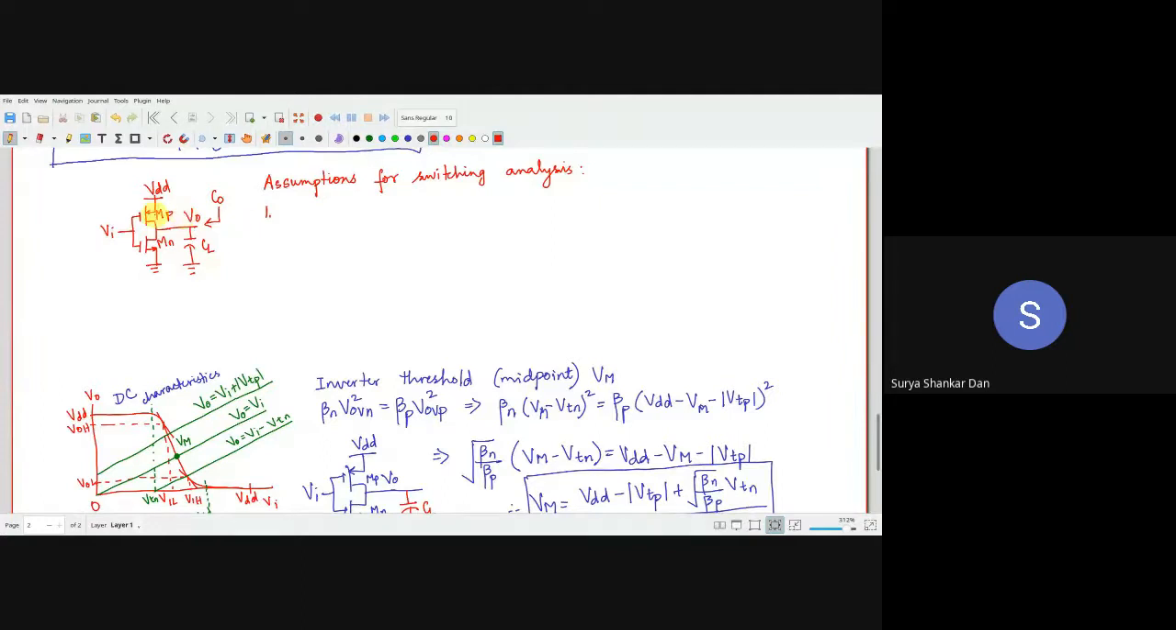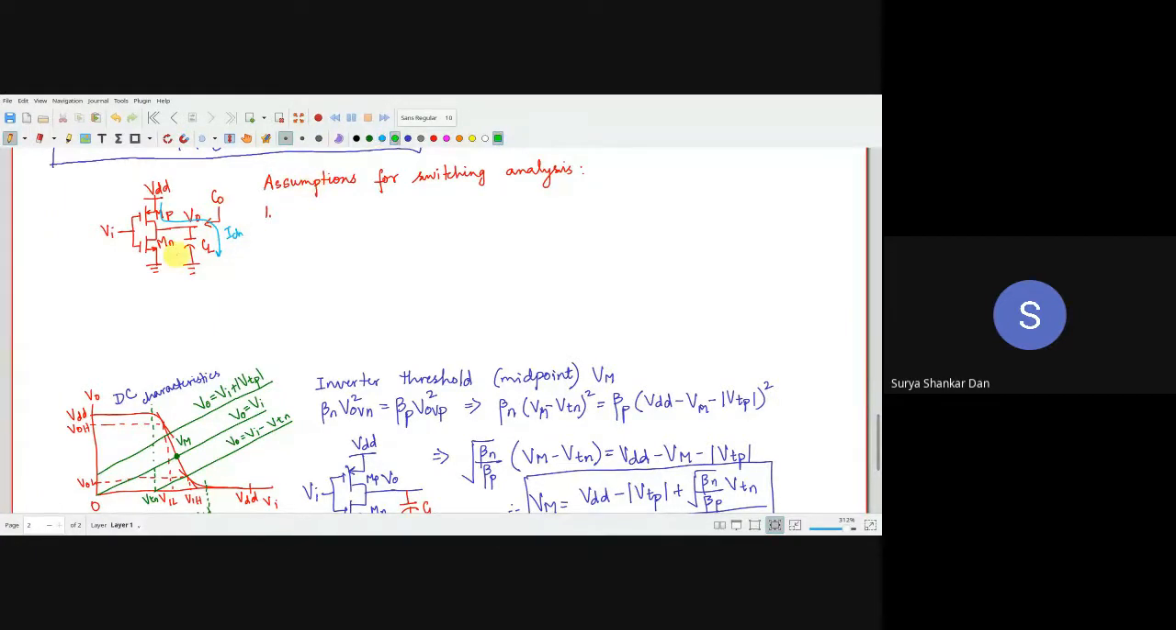Let me answer. Equal current. See, it's not going to be equal current at all, because when the switching is happening, some amount of current will anyway be flowing through CL. Yes or no? And when it is discharging, some current will be as well. So since we are dealing with the switching characteristics, the current between MP and MN will never be equal. One of them will always exceed. So let us understand that this is your charging current. I'll call it ICH.